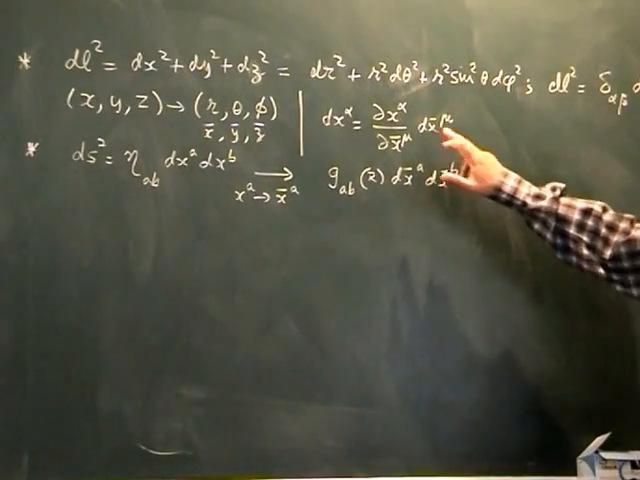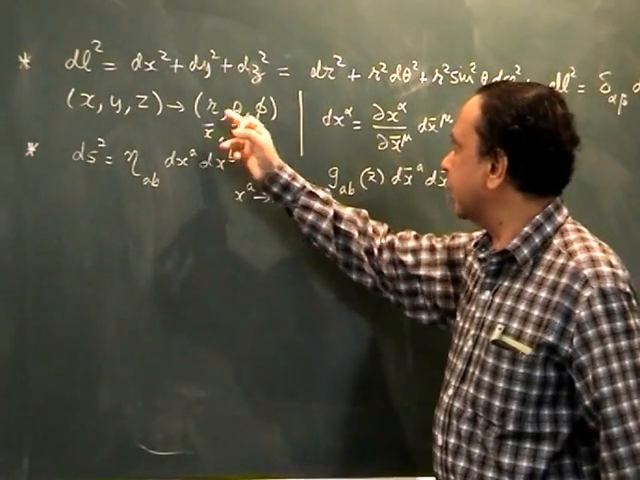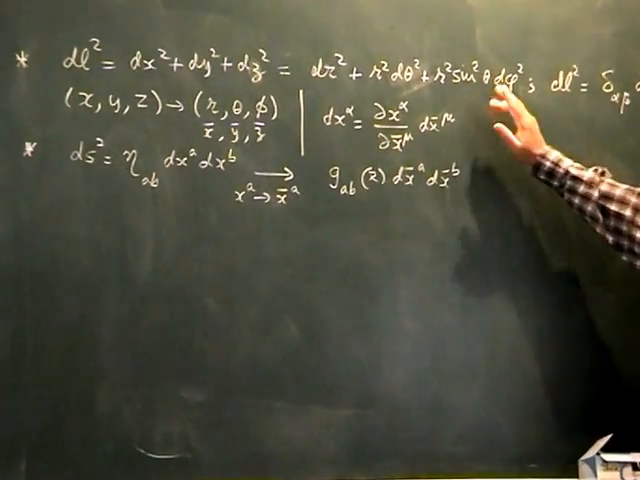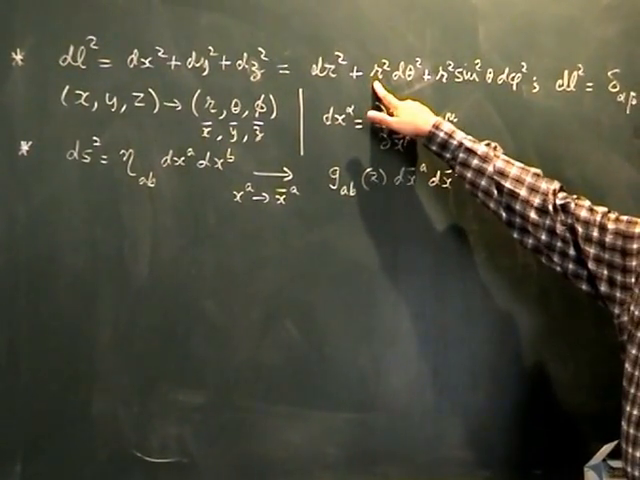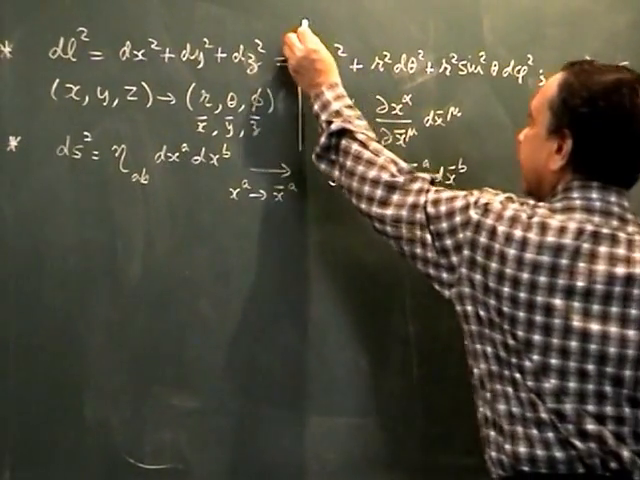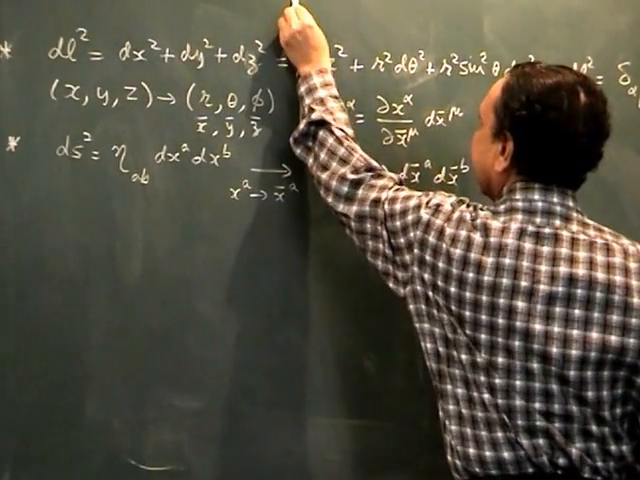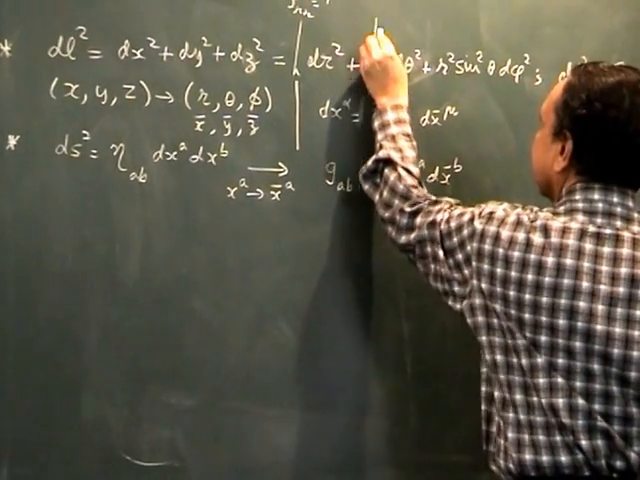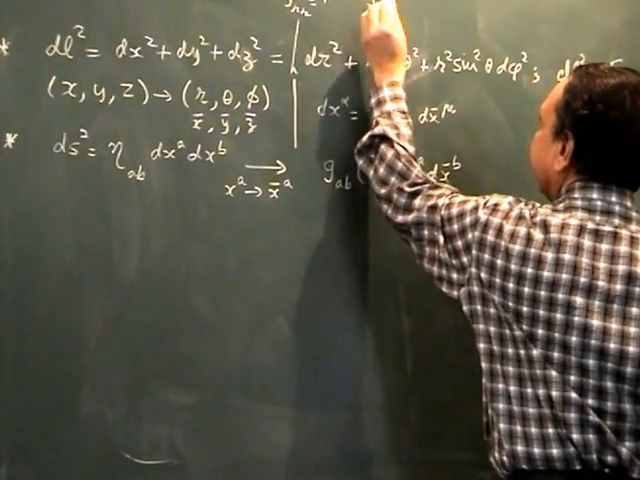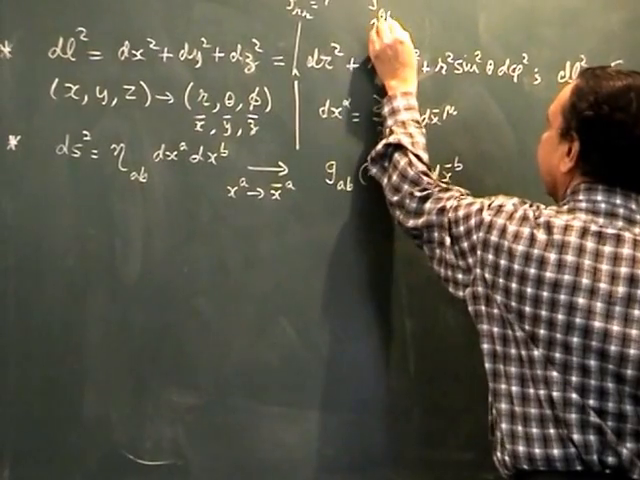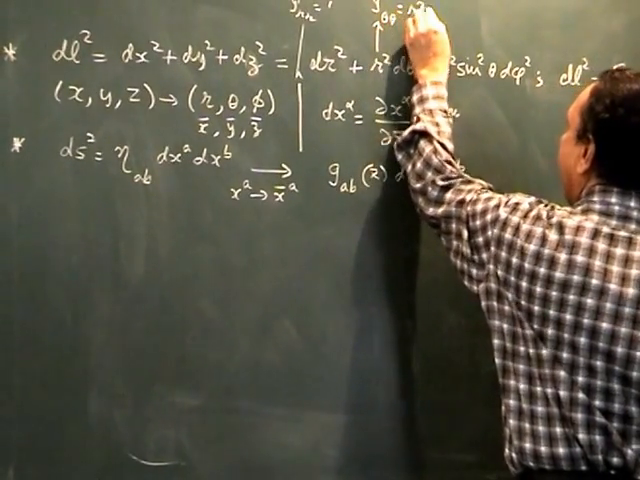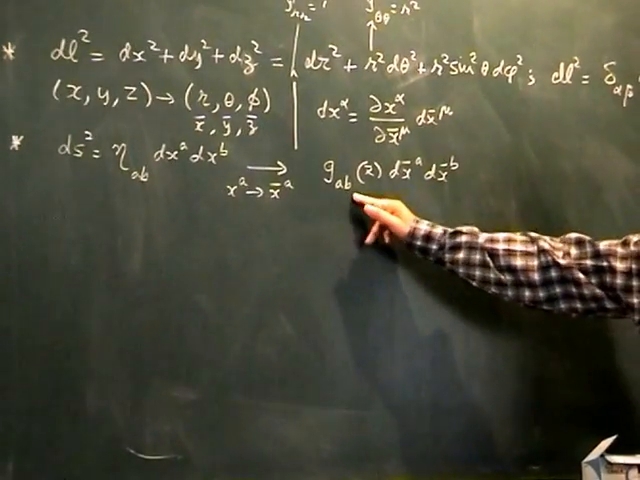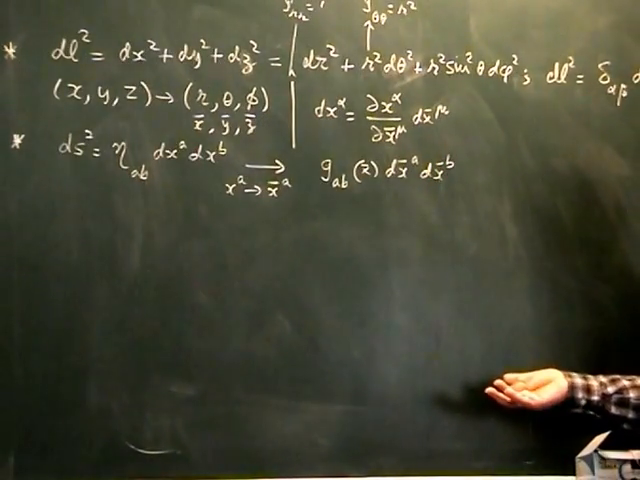Just as in this particular case, x bar, y bar, z bar was r, theta, phi, and these metric coefficients, once I have transformed them, this is g theta theta, right? So this quantity has a g_rr here, which is 1. So this quantity here is g theta theta, which happens to be r square, and similarly g phi phi is r square sin square theta. So in the same way, you will get some g_ab of x bar here.